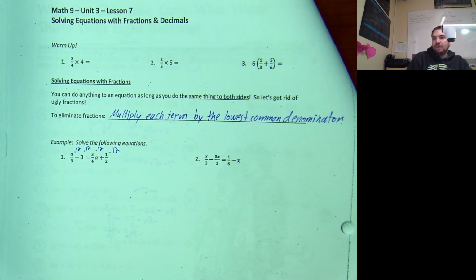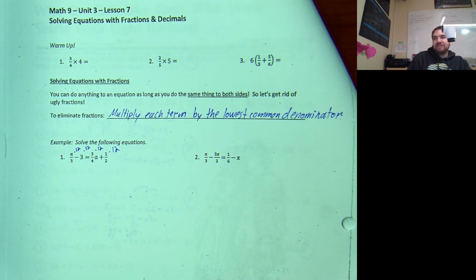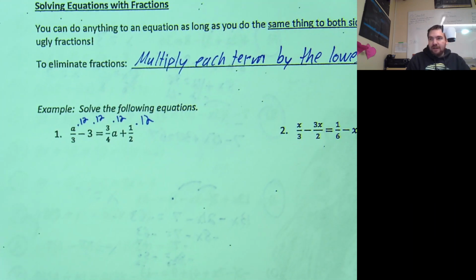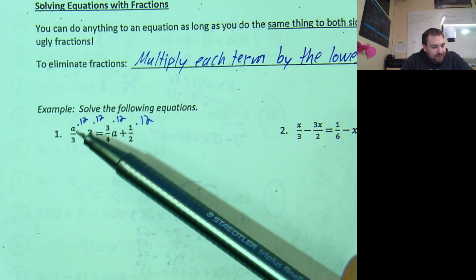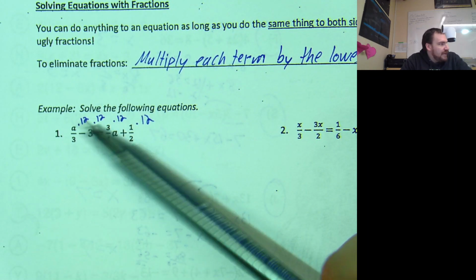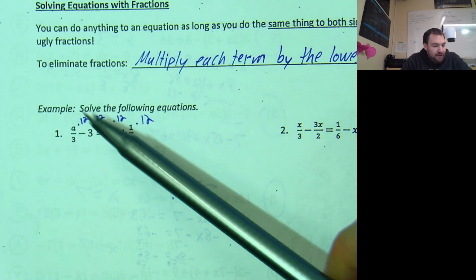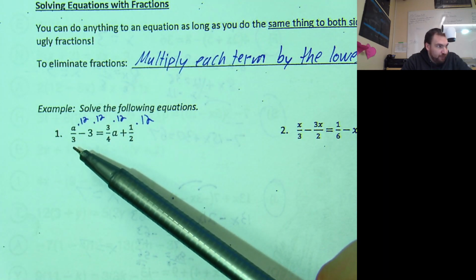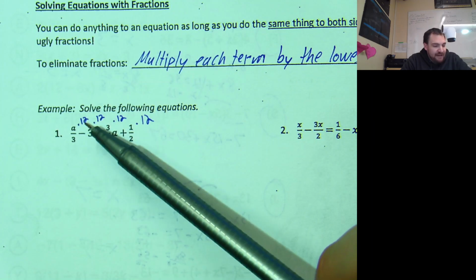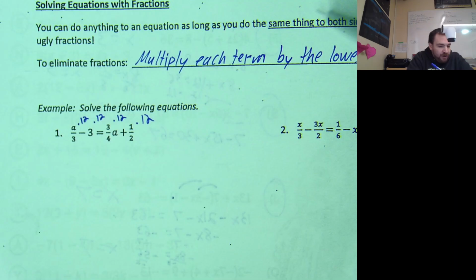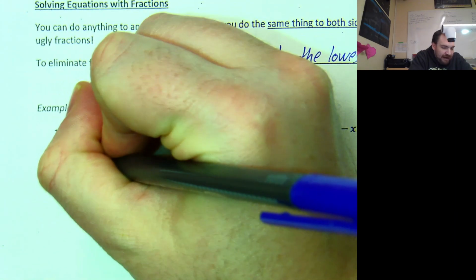Okay, so eliminate the fractions, multiply each term by the lowest common denominator. The lowest common denominator, this is the question that we're dealing with here, is 12. So we multiply every term by it. Multiplying a over 3 by 12, if I think this through step by step, that's going to give me 12a over 3, right? We cool with what's happened there? And then 12 divided by 3 is 4, so this is just going to be 4a.